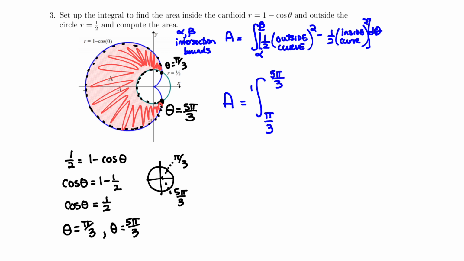I'm going to pull out the half, and then I'm going to put my outside curve squared minus my inside curve squared.